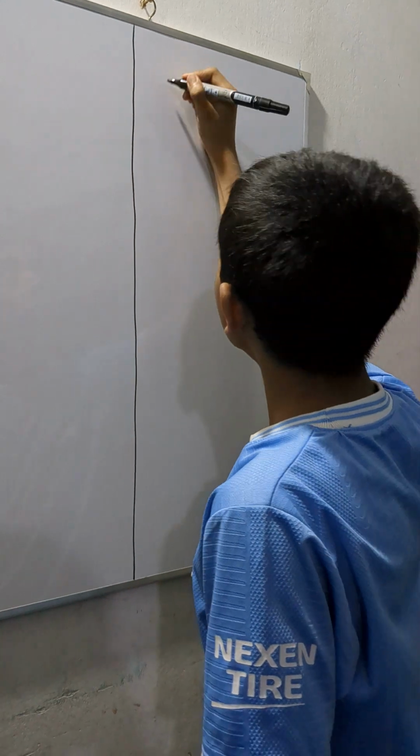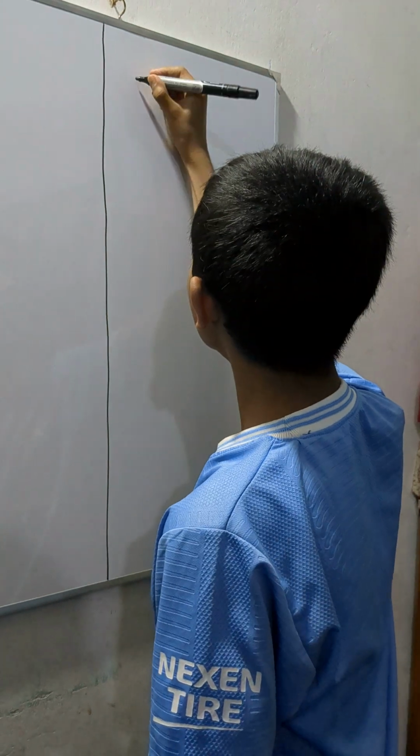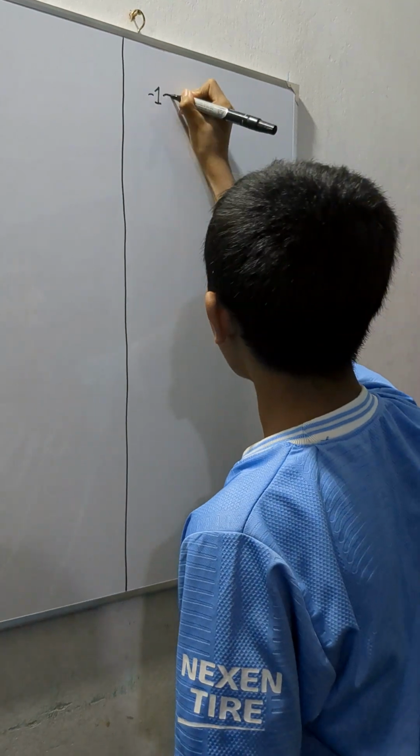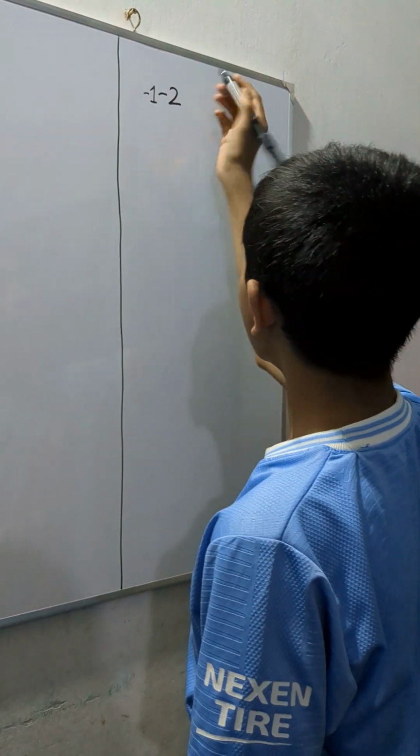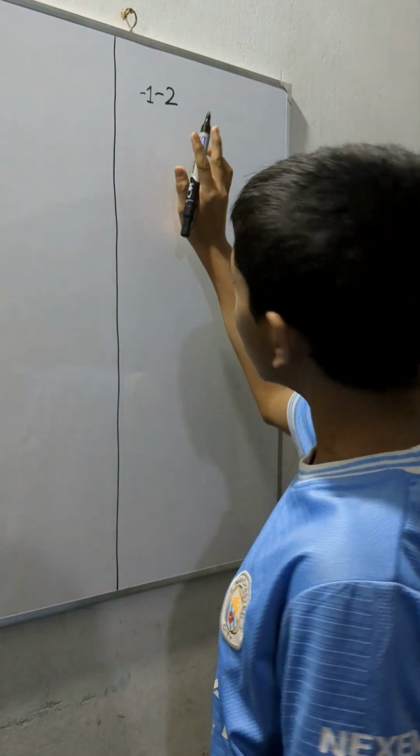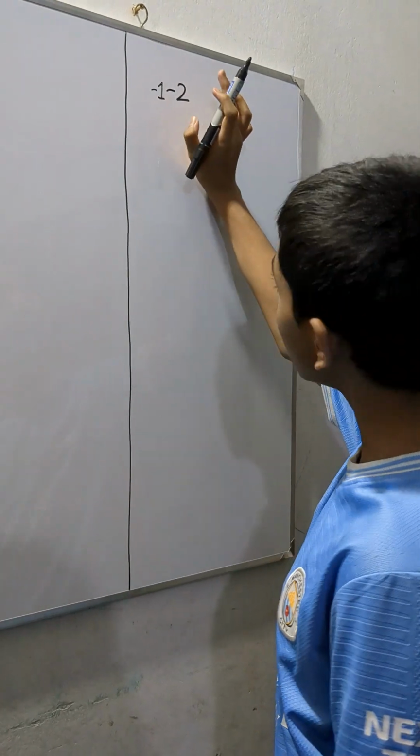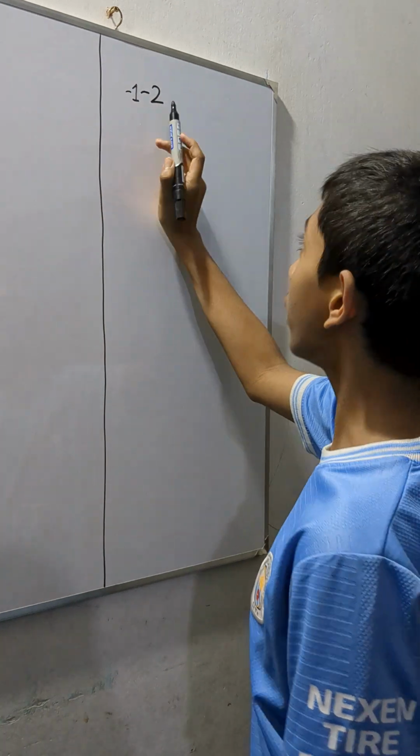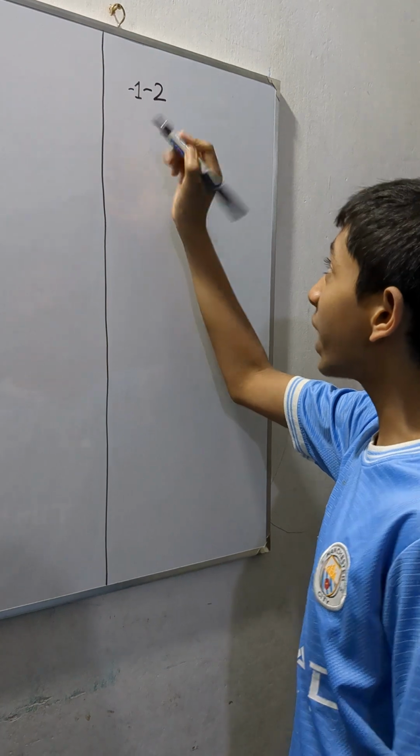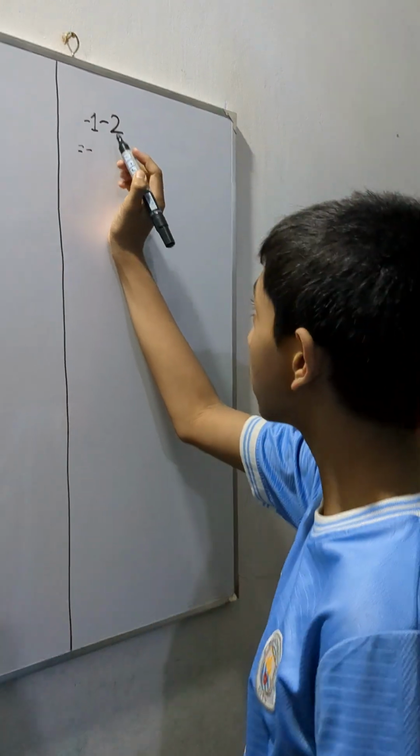Okay, so these are the math of minus and plus. If here is minus 1 and minus 2, then what will be the answer? In this type of math, at first we'll look at the numbers. We'll see which number is bigger. Here 2 is bigger than 1, and 2 consists of a minus sign, so our answer will be minus.